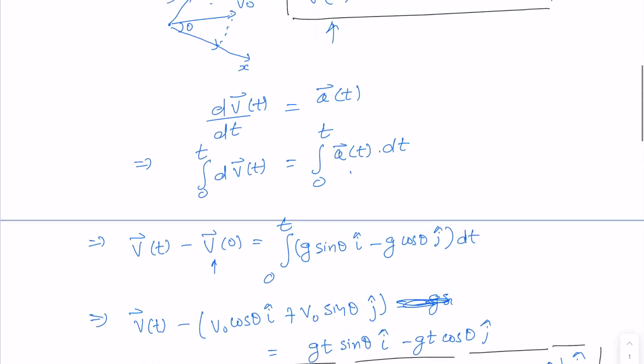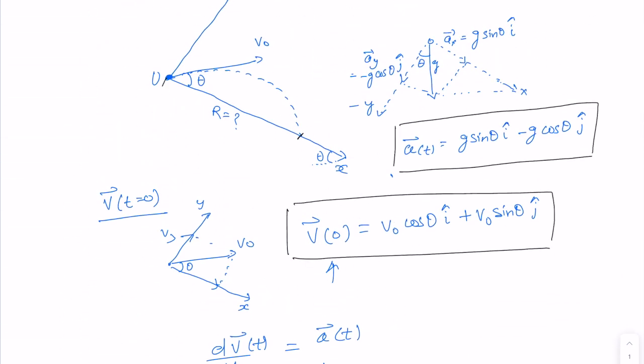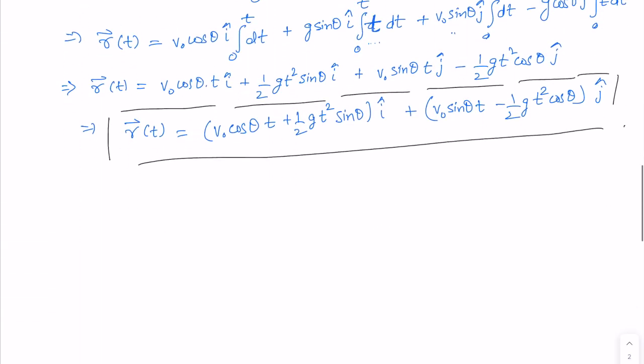Now we need to calculate this distance. When the object reaches this point A, the y component of the position vector is 0. So at A, y(t), this is the y component of the position vector, so this is r_y(t), is 0.